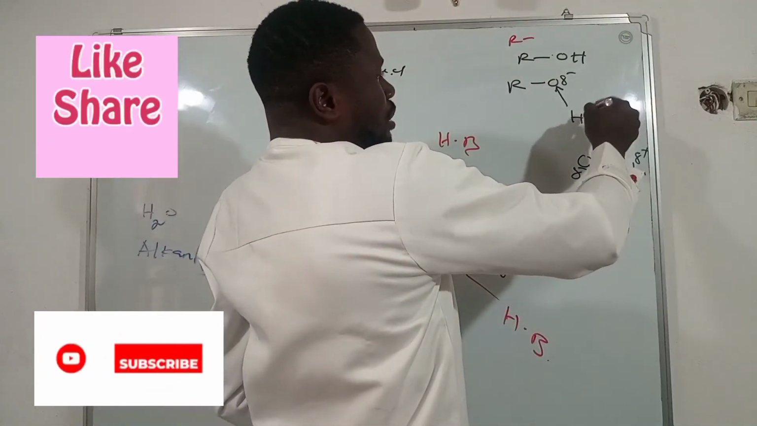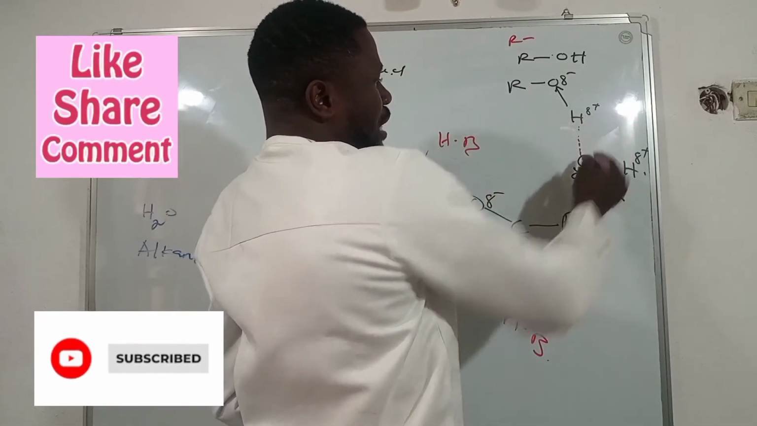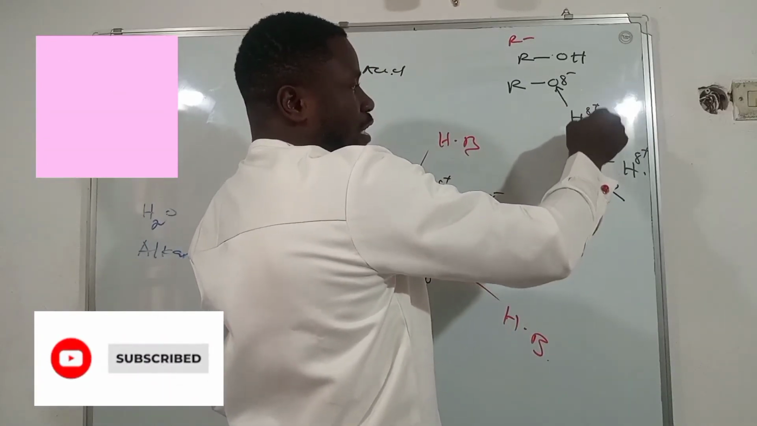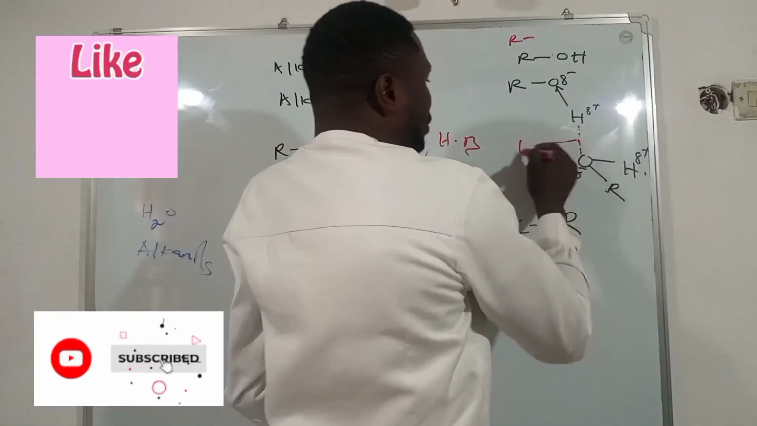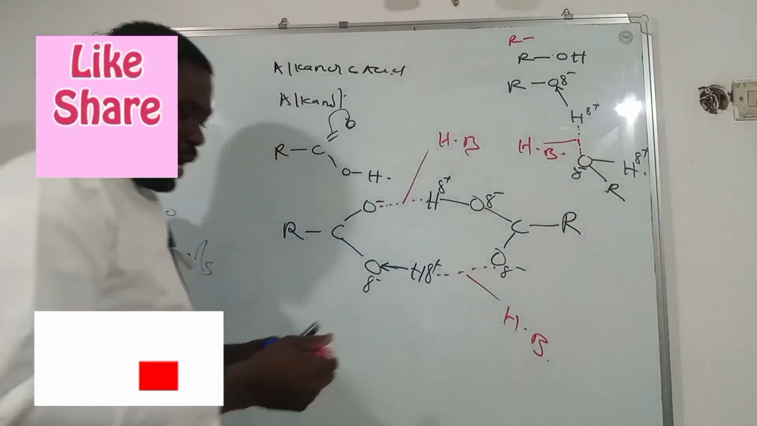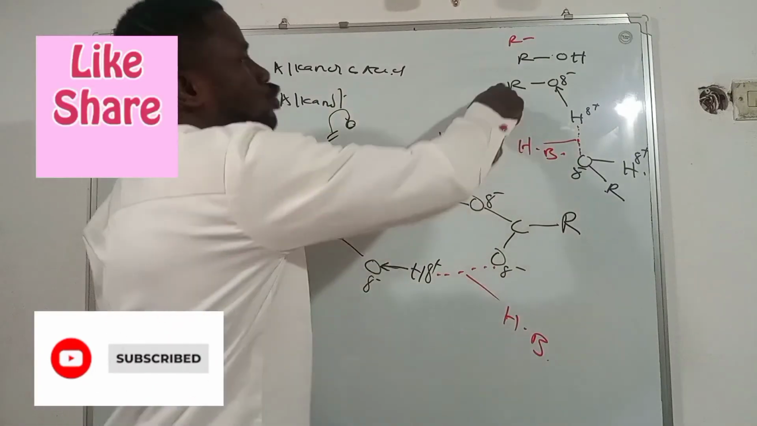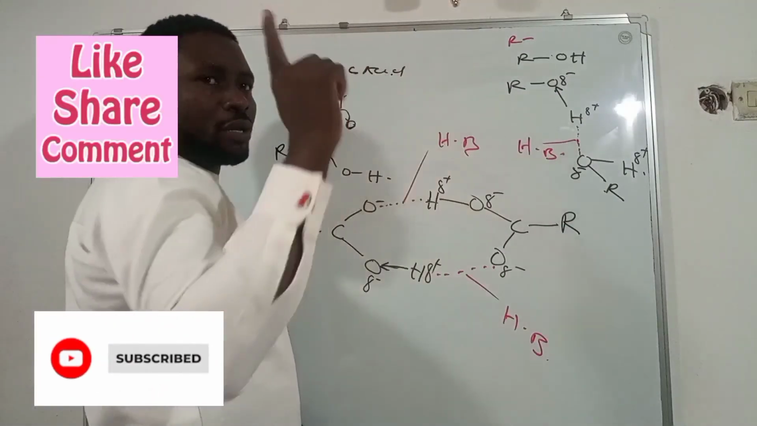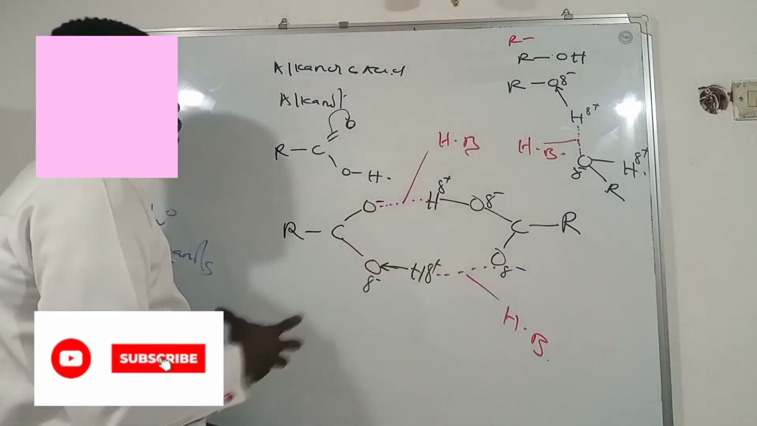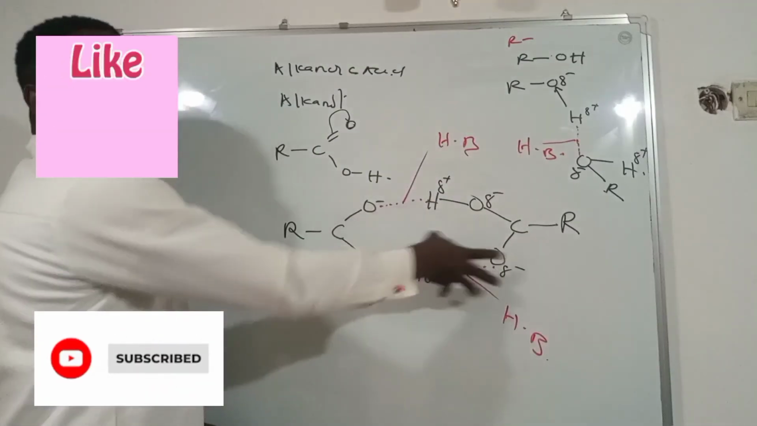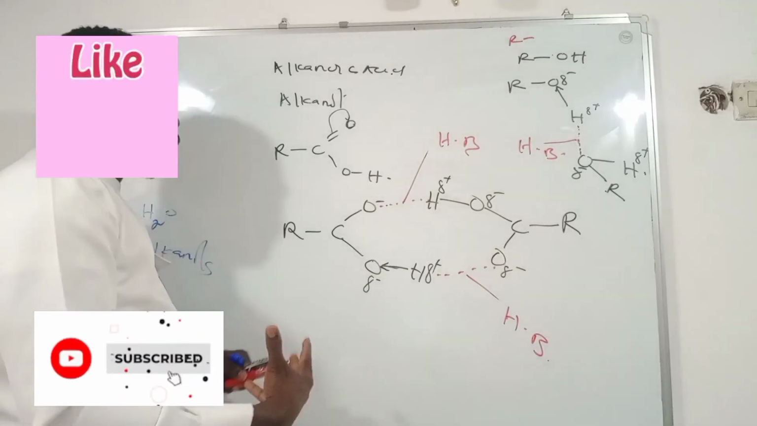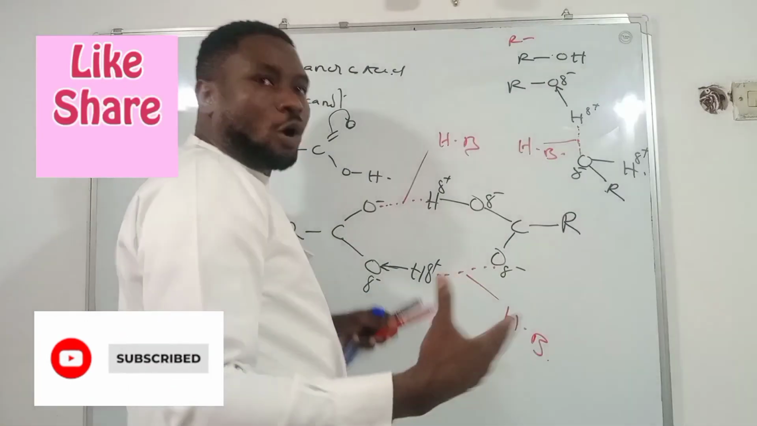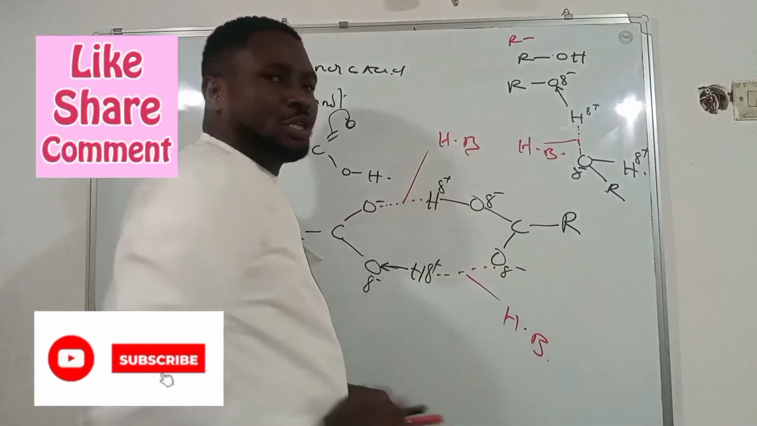So what you see, there will be interaction. This hydrogen will now be attracted to this negative. Of course, this oxygen is negatively charged, while this hydrogen is positively charged. There will be interaction there, and that interaction is a hydrogen bond. Now, comparing the two, you notice when two molecules of the alkanols are interacting, only one hydrogen bond is formed. But when two molecules of alkanoic acid are interacting, two hydrogen bonds are formed. When two molecules of alkanols are interacting, only one hydrogen bond is formed.